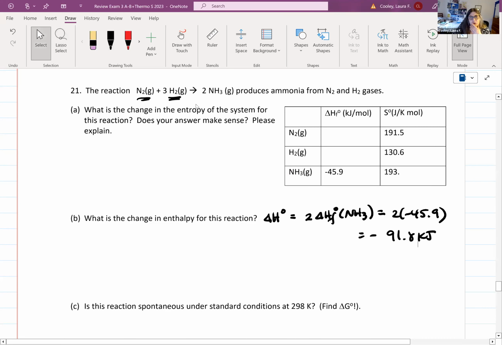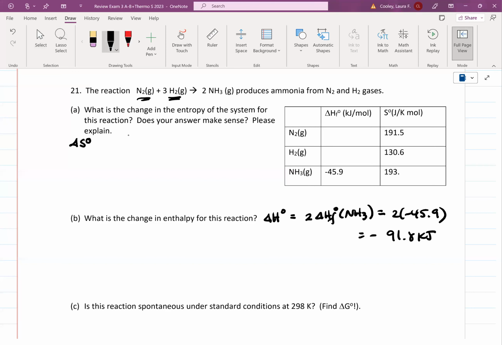So what's the change in entropy for this one then, given what we just talked about a while ago? Don't calculate it, just by looking at it. Okay. So you have 1 mole, you have 4 moles of gas here. You have 2 here. So it's a negative change in entropy.